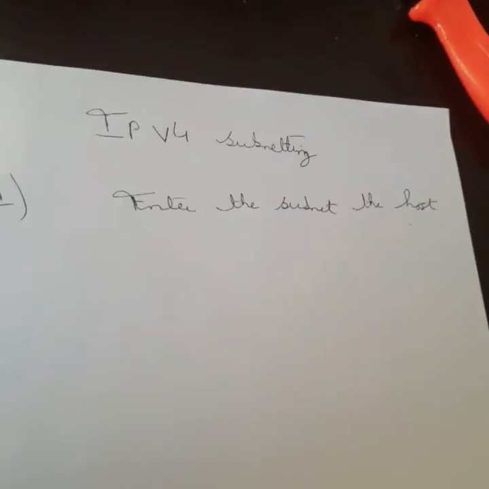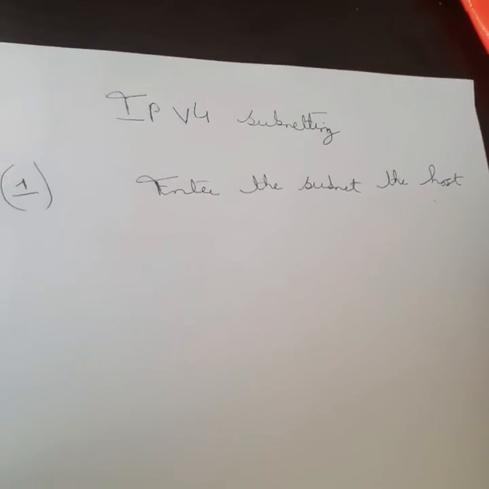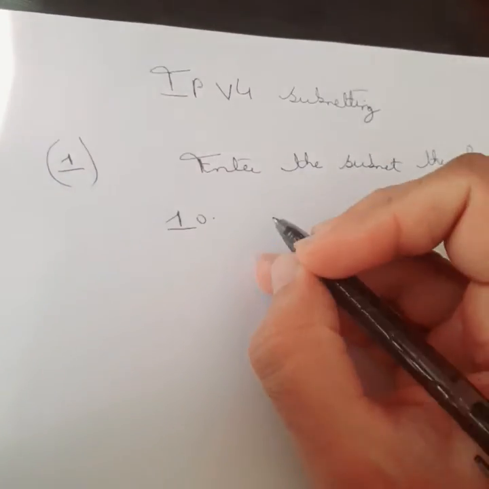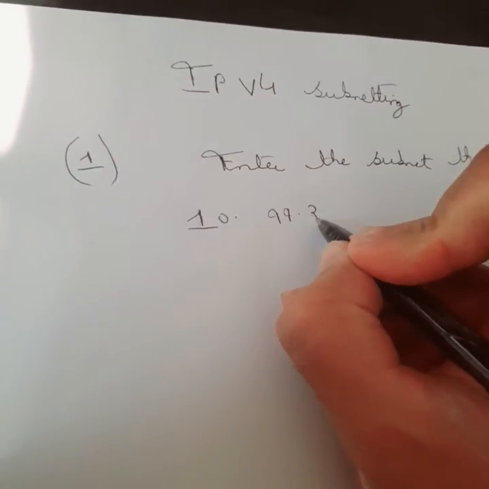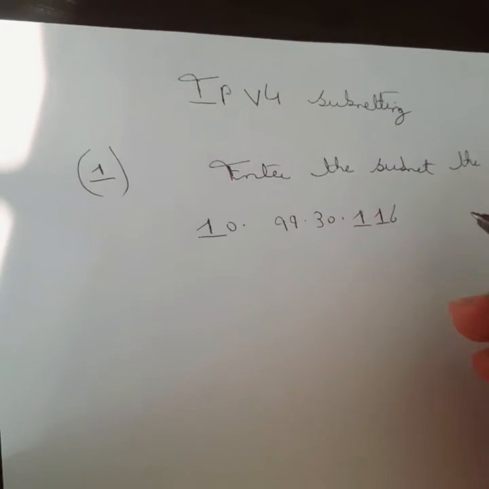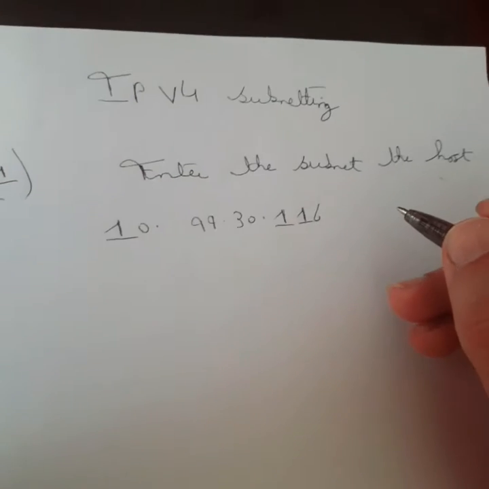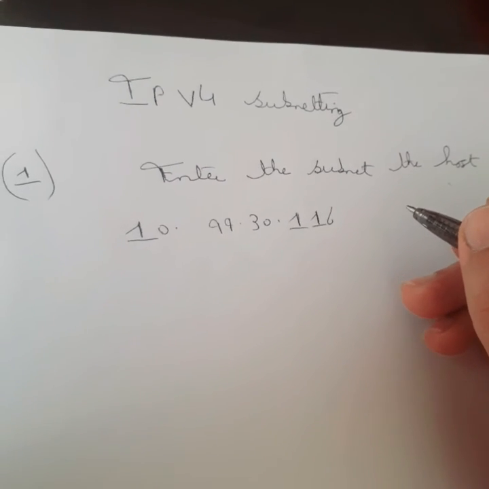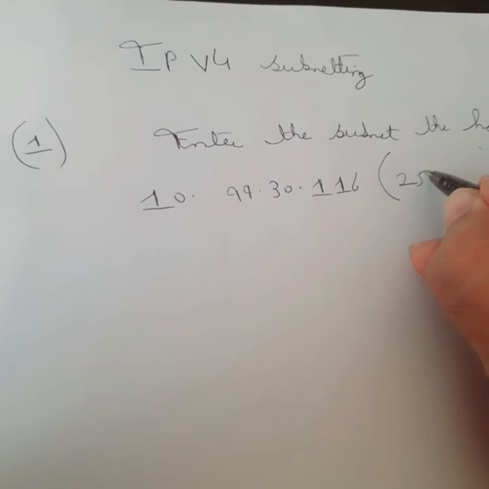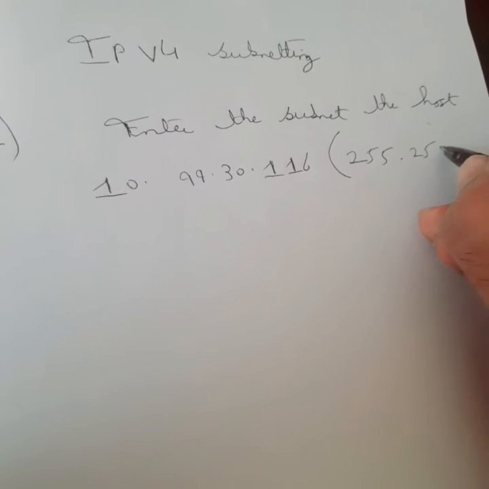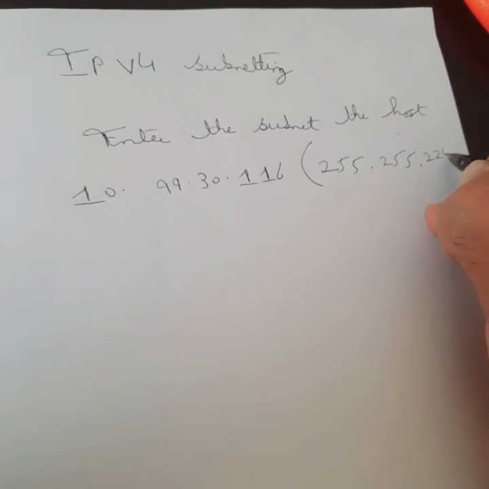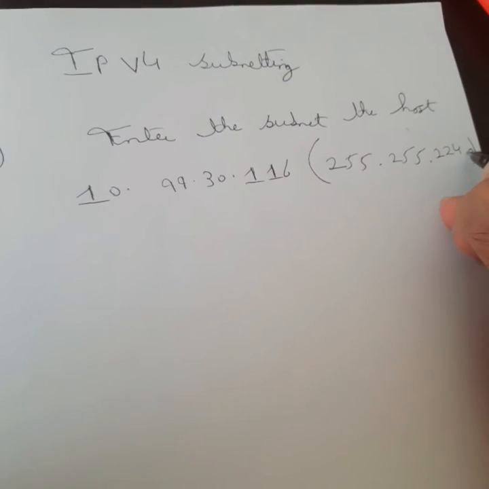Right, so let's see. Enter the subnet, the host 10.99.30.116. Well, we got a subnet mask here. Good. Otherwise we had to find it. And that's a 224, and that's a 0 here.